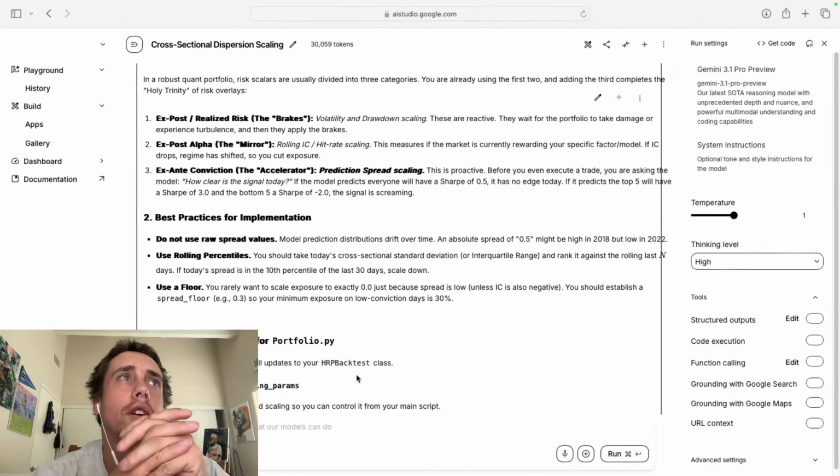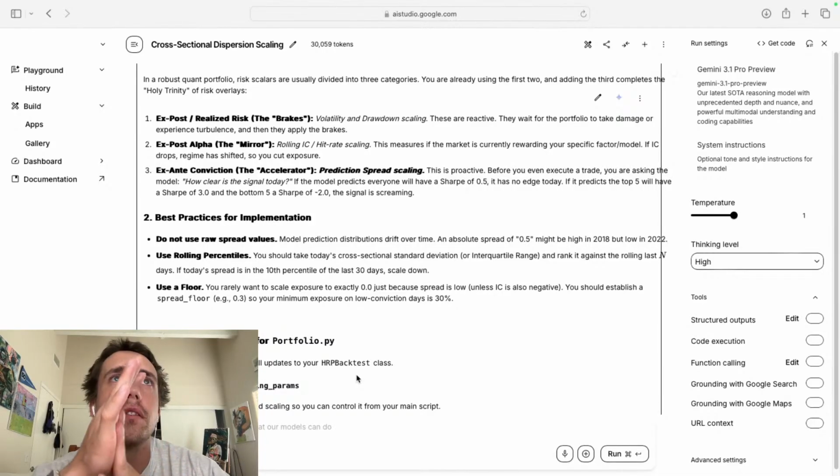Ex post realized risk: the breaks, volatility, and drawdown scaling. These are reactive. Ex post alpha measures if the market is currently rewarding your model. If IC drops, the regime has shifted, so you cut exposure.